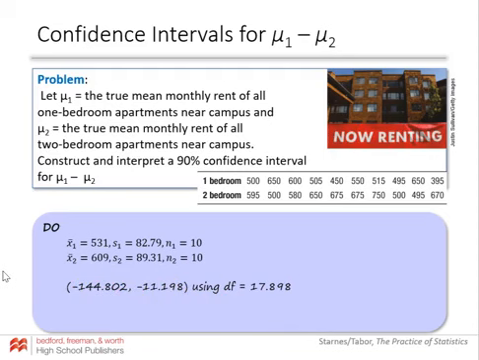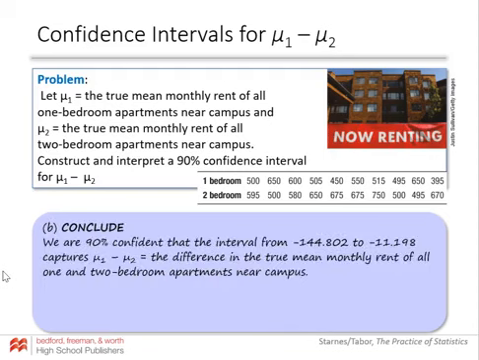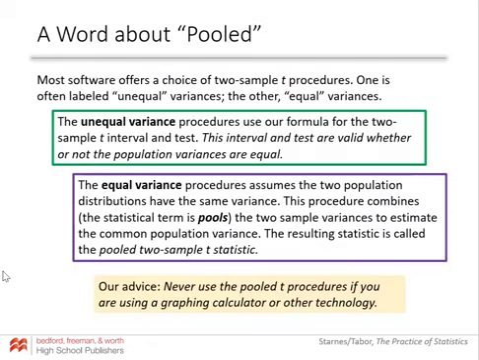All right, and then last step, conclude. Same conclusion sentence we've been working with. So we're 90% confident that the interval from blank to blank captures, and then give it in context, okay?